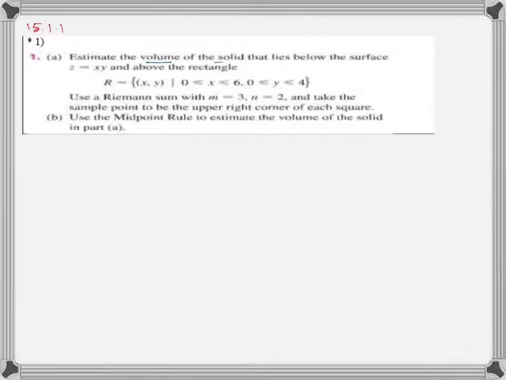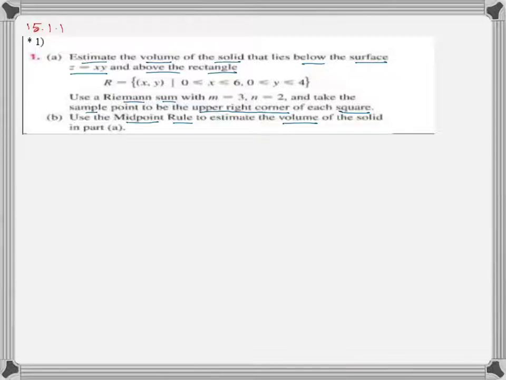Let's underline the keywords. So volume is what we are finding. So it's a double integral process. Surface is z equal to xy. And then we are going to divide the x-axis with m equal to 3 subintervals, and the y-axis with n equal to 2 subintervals, and take the sample point to be the upper right corner of each square for part A. And for part B, we are going to estimate the volume using the midpoint rule. Instead of any sample point, the sample point has to be the midpoint in the second case.